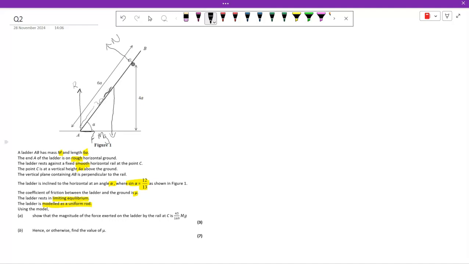The point C is at a vertical height of 4A, and then sine alpha. Okay, so let's do our triangle again. We know sine alpha is 12/13, so opposite over hypotenuse is 12/13, and that makes this 5. So cos alpha must be 5/13, and we know that sine alpha is 12/13, but let's just write that down anyway.